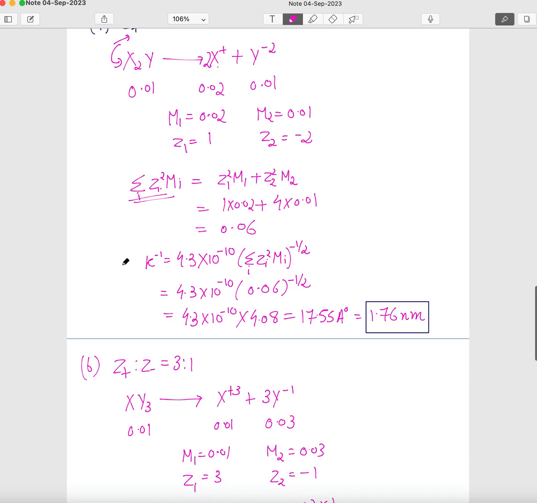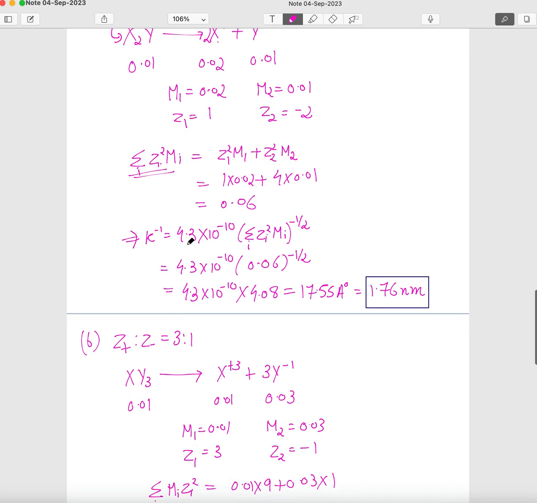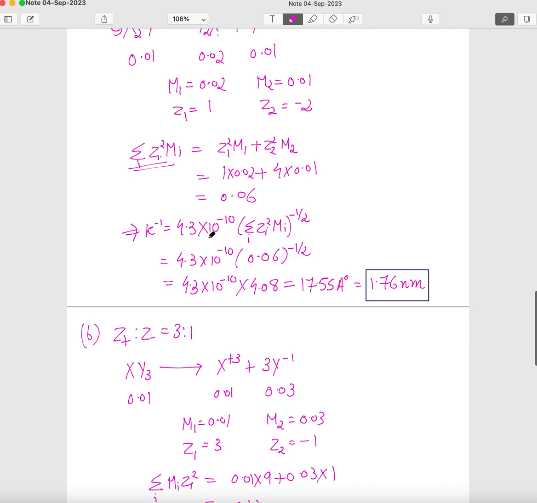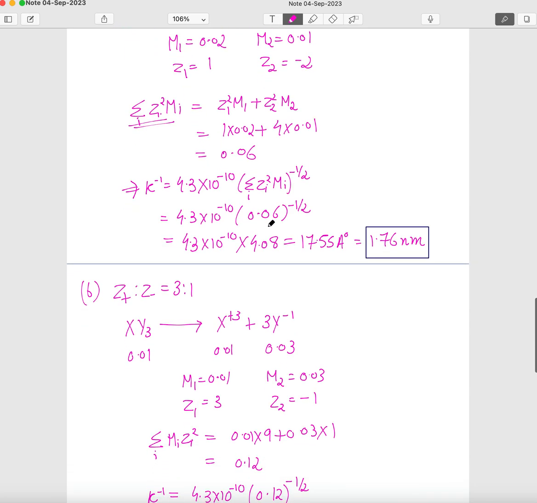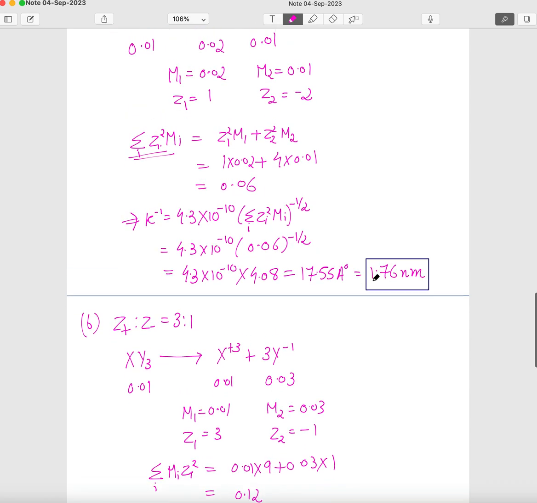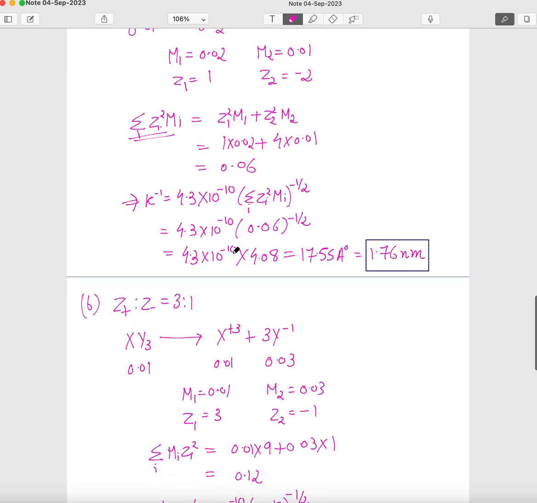This formula is already in the lecture, so this prefactor is already calculated, and you can also see this in the textbook we usually follow, Rajagopalan. Here the factor is 4.3 into 10^-10 times sigma zi square mi to the power -1/2. When we substitute, we get kappa inverse to be 1.76 nanometer.